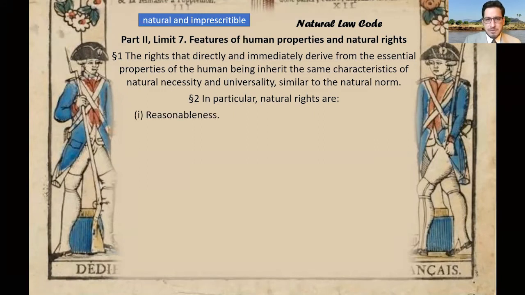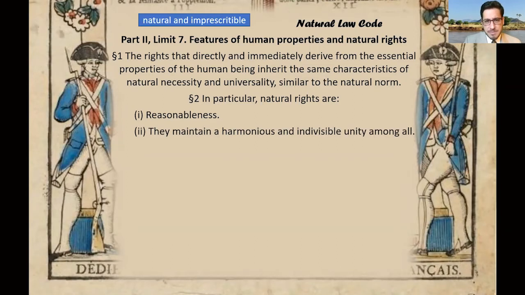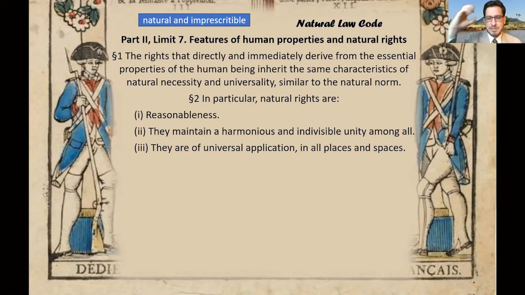Let's see. In particular, natural rights are, first, reasonableness. Second, they maintain a harmonious and indivisible unity among all, for the universal application, but the abstract notion of the universal right. So it is interesting to stop a little here, no? They maintain a harmonious and indivisible unity among all. You cannot divide. You cannot say, well, I will be free for half of my life, and in the second half I will be a slave, because I want some money for my family and I will sell myself to someone. No, it's not possible. You cannot divide. This is more or less the idea of indivisible.